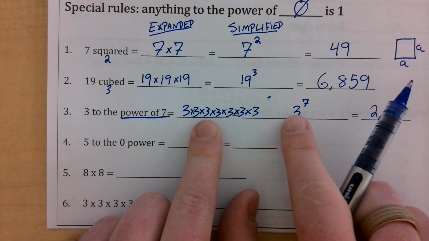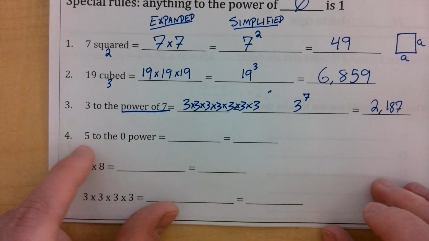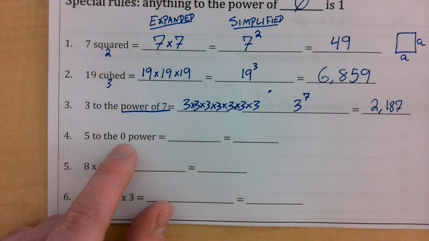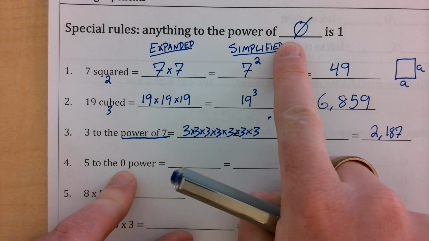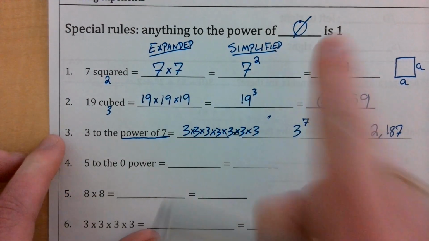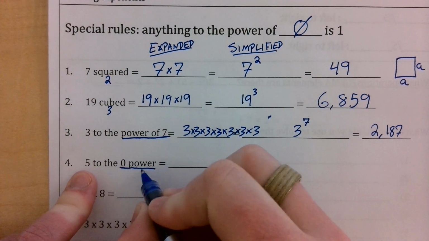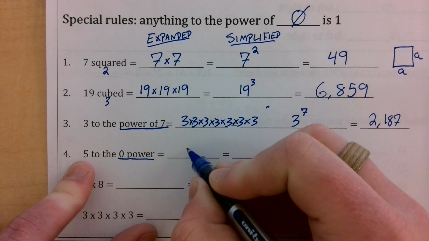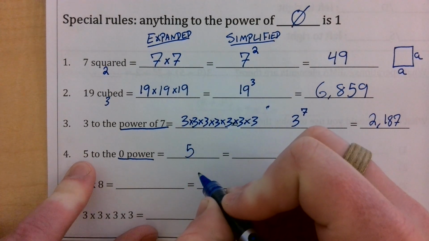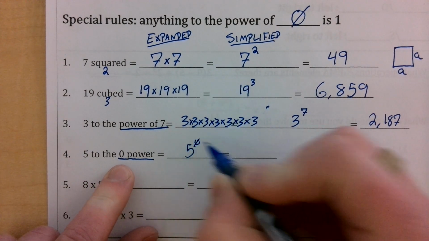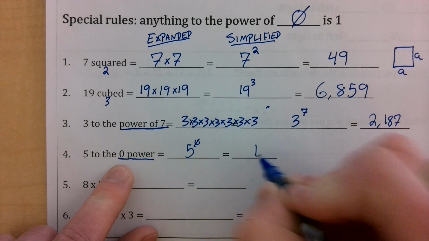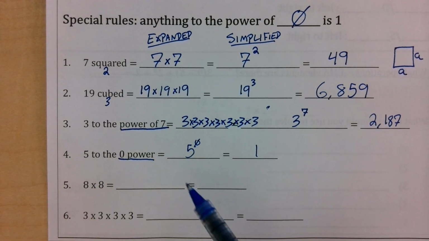All right, expanded, simplified. 5 to the 0 power. This is our special rule. Anything to the power of 0 is 1. What that means is we would take our base, so notice 0 goes with the word power. Our base is 5, that's our big number. We're going to put a 0 up in the corner. 5 to the 0 power is going to be 1 every time. It doesn't matter if this is 5,000 to the 0 power, it's still going to be 1.